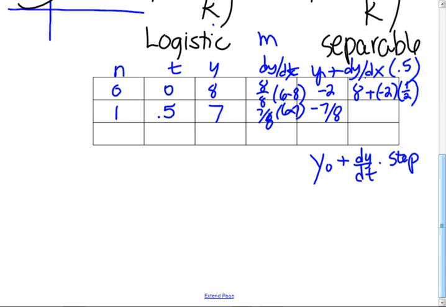That's this one right here. So this is going to start at 7 plus a negative 7/8 times 1/2. Do you have to simplify that? No. So it takes 2 iterations to get here. You don't have to write that down either. What's the next t value? 1. And then that's 7 minus 7/16.